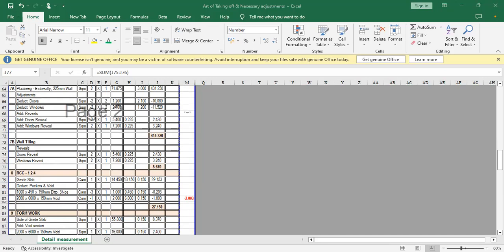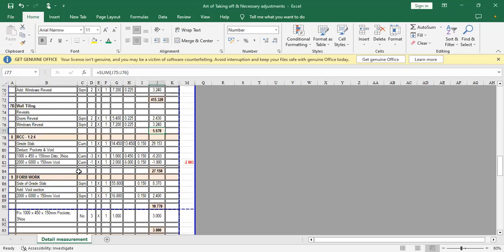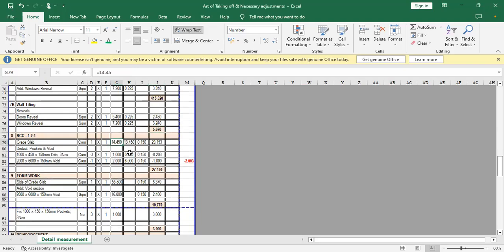Another form of adjustment is adjustment to remove pockets from concrete quantity and subsequent addition for its provision as a work item. To explain this, on our drawing, we have a length of 14.45 by a width of 13.45, but we have pocket, 3 numbers of them and 1 void. So you determine our volume for gray slab, which is 14.45 by 13.45, and gray slab of 150 mm thick, we have volume of 29.153.